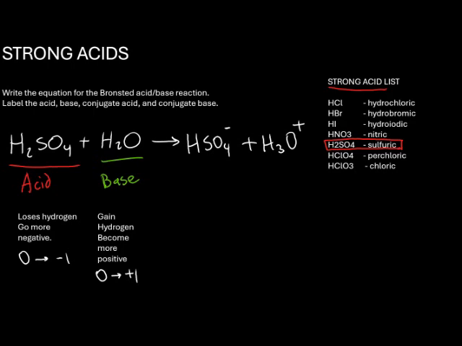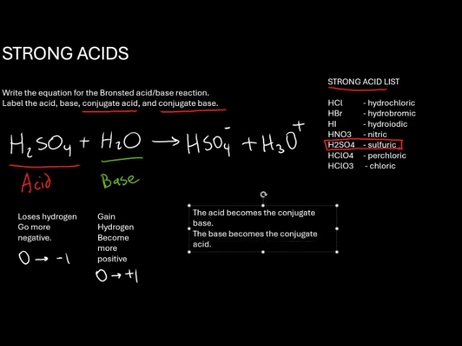Now that we know the products, let's talk about the conjugate acid and the conjugate base. In order to figure out which is which, we use this principle. What started out as the acid becomes the conjugate base. And what started out as the base becomes the conjugate acid. On the left side, as our acid, we had H2SO4. We can see in the course of this reaction it becomes HSO4, and that means that the HSO4 is in fact the conjugate base.